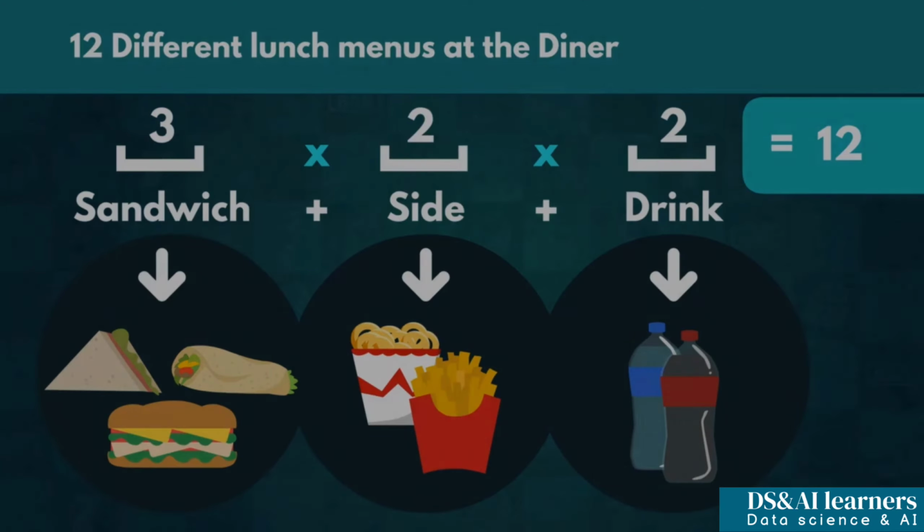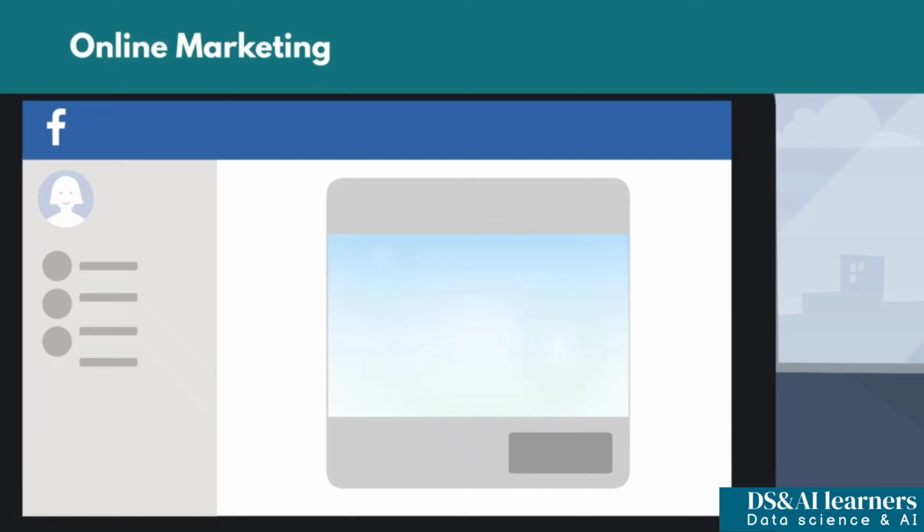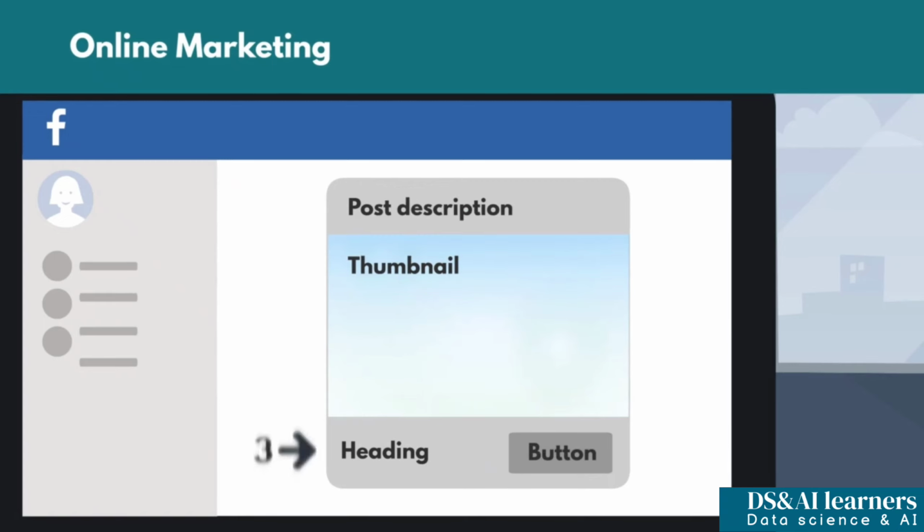Good. In online marketing, you often need to try out several versions of an online ad before you decide which one is the best. Imagine you're using Facebook's promotional advertisements. Your ad consists of 4 parts: a heading, a thumbnail, a post description, and a clickable button. Now, you have 3 different headings, 5 thumbnails, 3 post descriptions, and 2 buttons. How many different ads would you have to generate to make sure you've tried all possibilities?